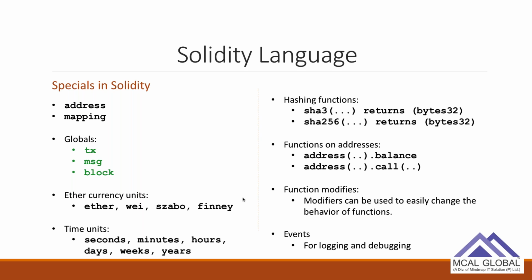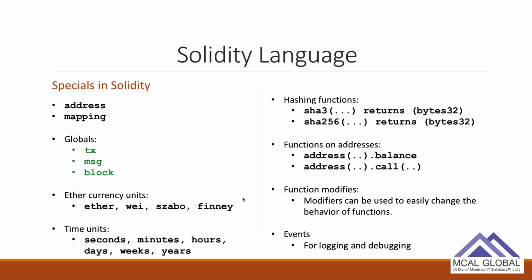Then we have something called functions on addresses. Like I mentioned, the first type is address. So you have a 160-bit address. Suppose you want to check the balance of that address. You just have to take that address and say dot balance. You will get to know the exact balance of that particular address, the wallet balance. Similarly, we have a call function over the address. You can call a specific function on that address. I'll explain all these things in detail directly in the editor.